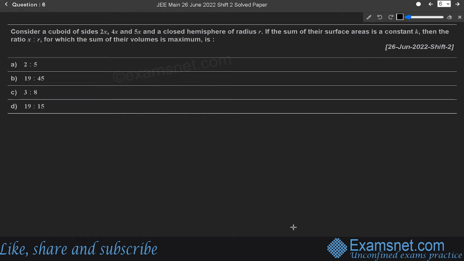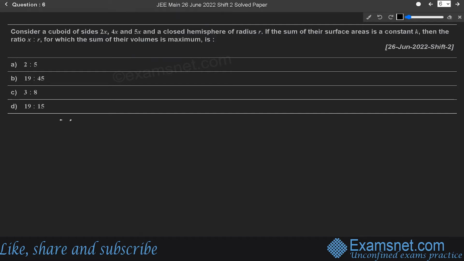Next question is, consider a cuboid of sides 2x, 4x and 5x and a closed hemisphere of radius r. If the sum of their surface areas is a constant k, then the ratio x is to r for which the sum of their volumes is maximum is.